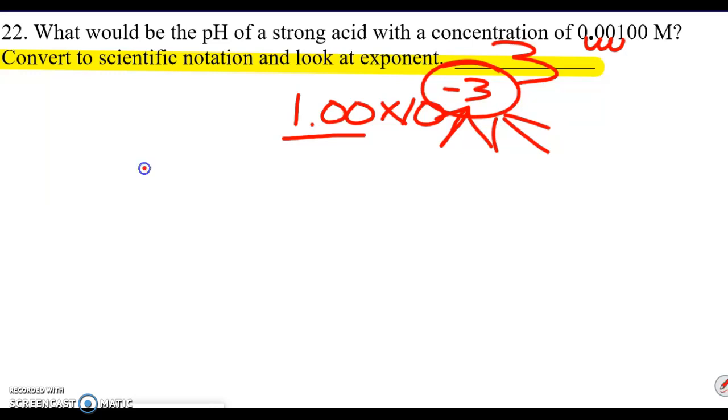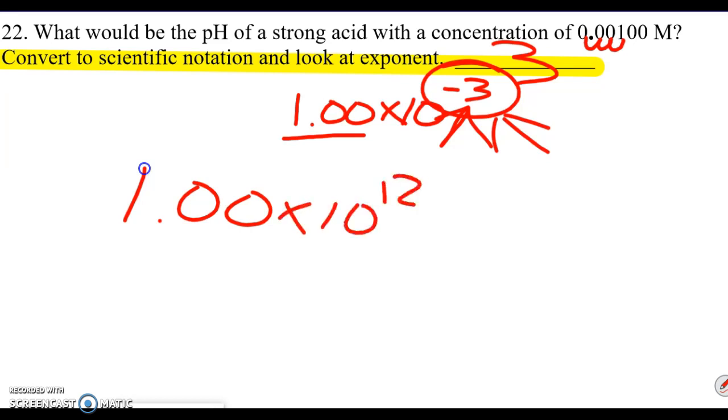We learned that when we have an exponent, this exponent tells you roughly what the pH would be. So the pH in this case would be 12 or around 12. Now I'm going to show you how to do some math that's involved with this as well.